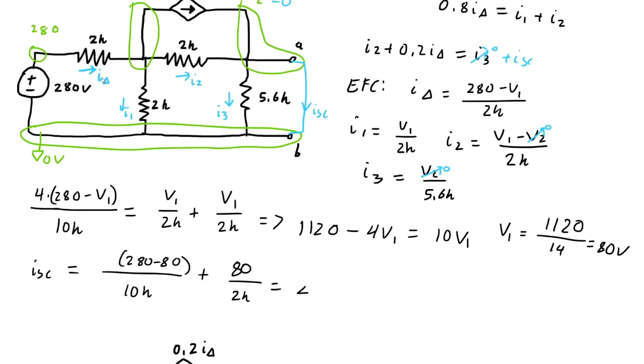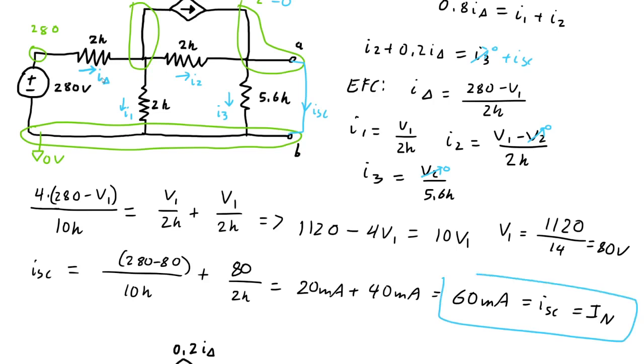So this could be 20 milliamps plus 80 divided by 2,000, which is 40 milliamps. So I short circuit is going to equal 60 milliamps, which means I Norton equals 60 milliamps. So I'm going to pause this real quickly, and I'll be back.